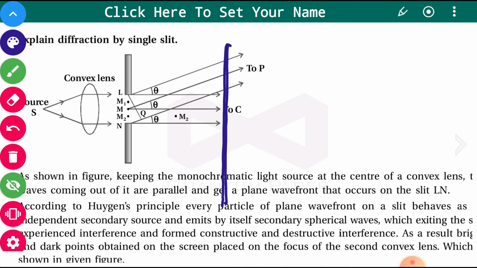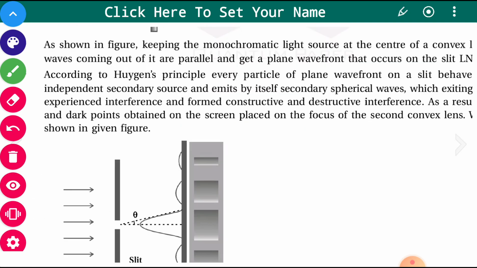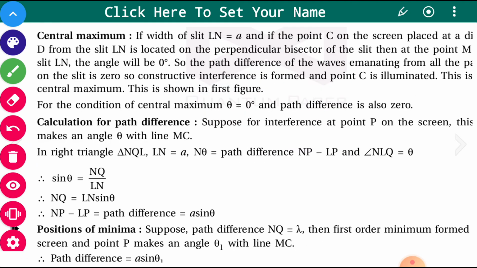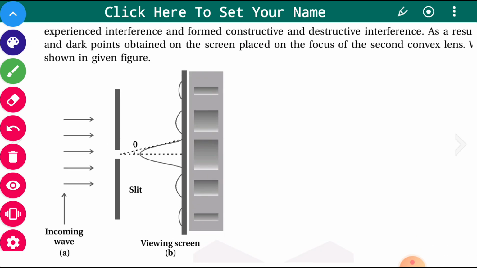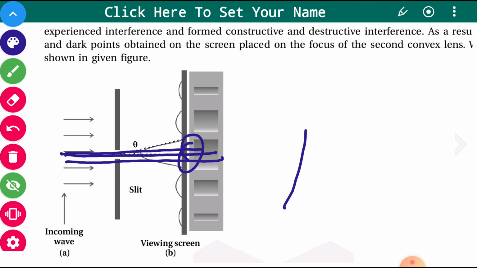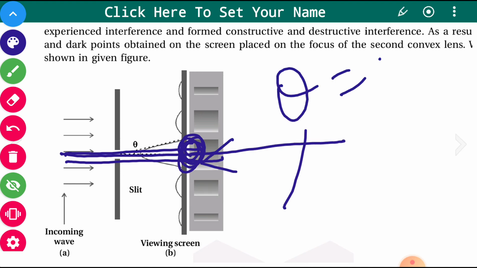and at this point, that is at the center of the screen, as the path difference is 0, there will be constructive interference and you will have a maximum intensity, and there will be a bright spot. Okay, for the condition for the central maxima, we can say the rays which are reaching at this particular point, the center of the screen, are not bending, so we take theta equal to 0.